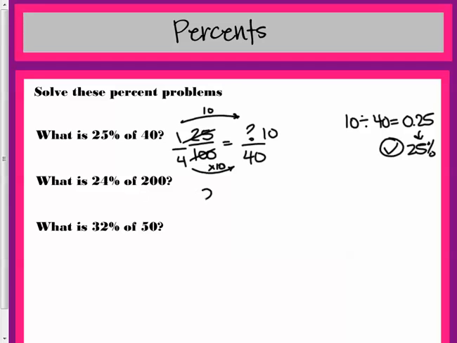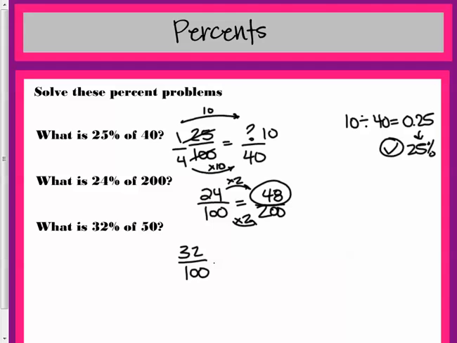Okay, let's look at 24% out of 100. What is 24% of 200? So I have 24 out of every 100. So if I just double this, times 2, I get 48, then I know I have 48 out of 100.